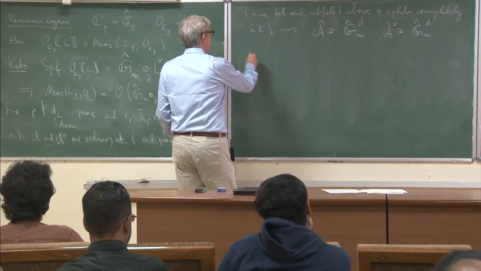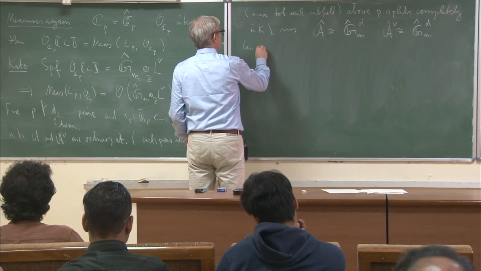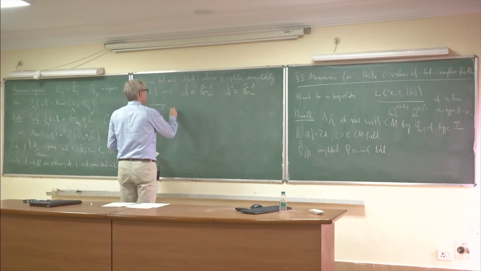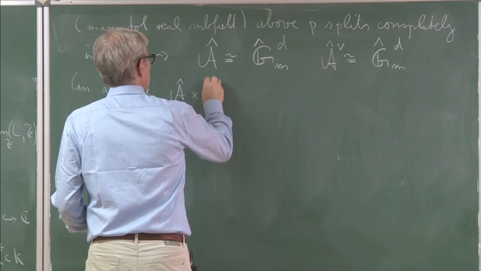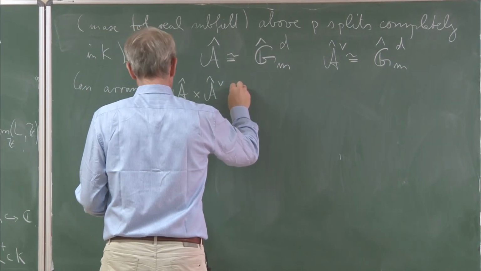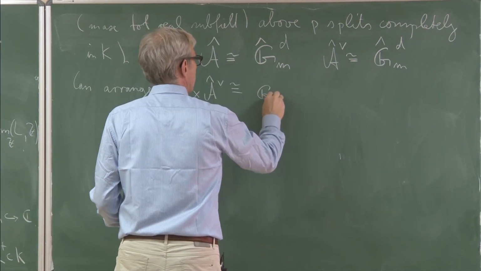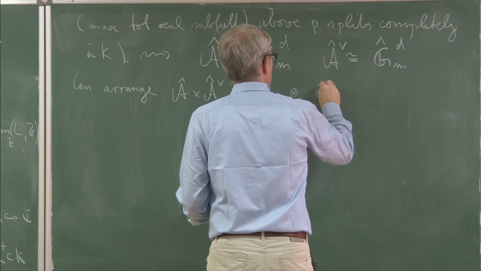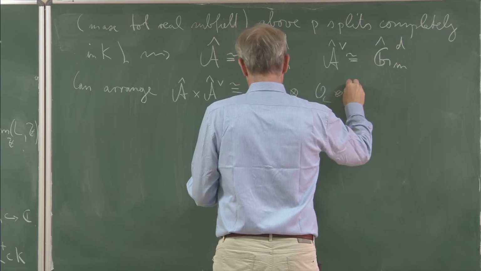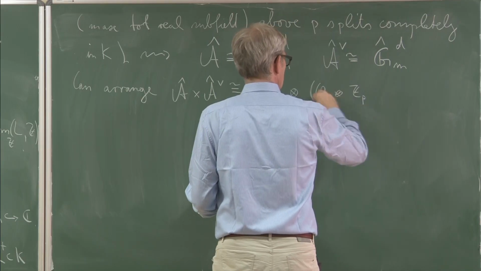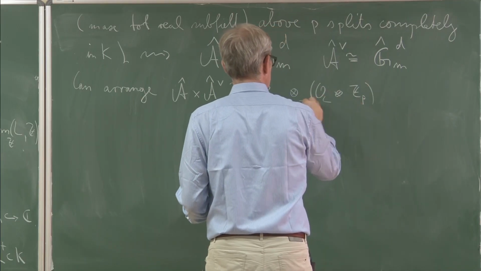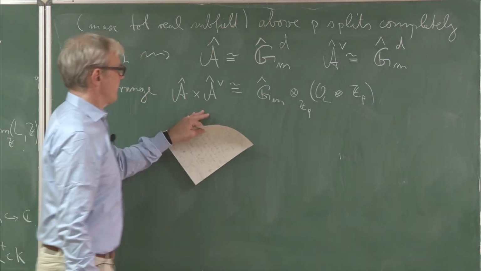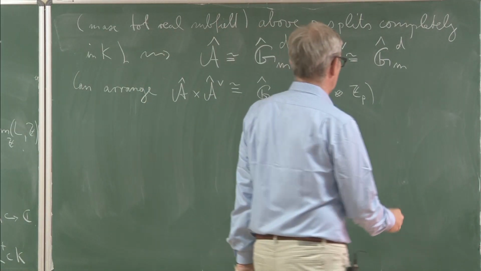So we can arrange to make this a little bit more canonical. Arrange that A hat dual is isomorphic to G_m hat tensor O_L tensor Z_p, over Z, say, or over Z_p. That is such that this is compatible with the O_L action.